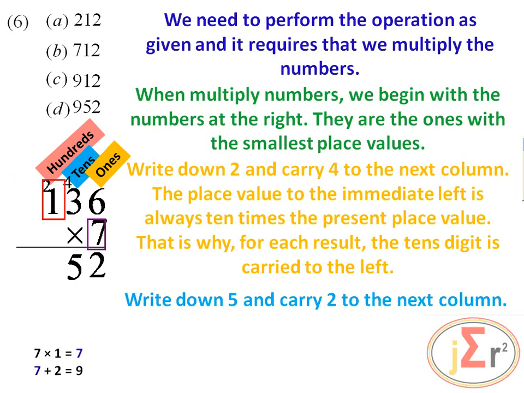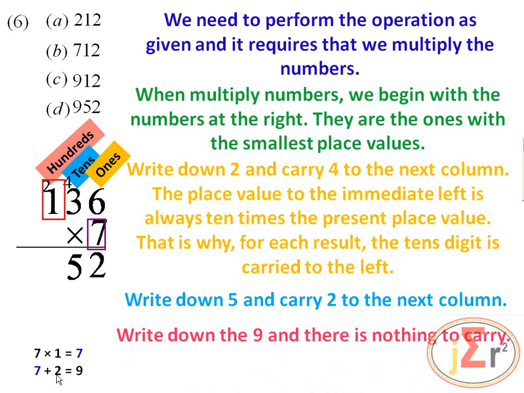Then we finally say 7 ones, 7, and to that 7 we add 2. So we will have 9 to write down in the hundreds column, and there will be nothing to carry to the next column. The correct answer is Option D.